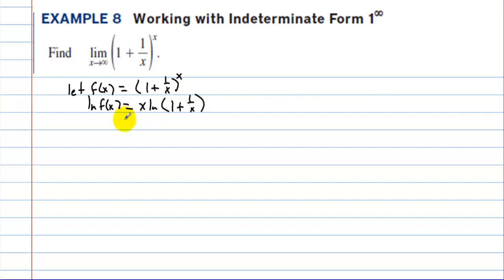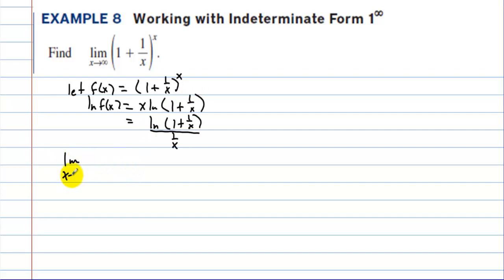Now, to get L'Hopital's rule, we have to have a function over a function. That's equal to the natural log of 1 plus 1 over x over 1 over x. Now, if we multiplied the top and the bottom by x, if we multiplied by x over x, these would cancel and we get right back to where we started. Now we take the limit of both sides.